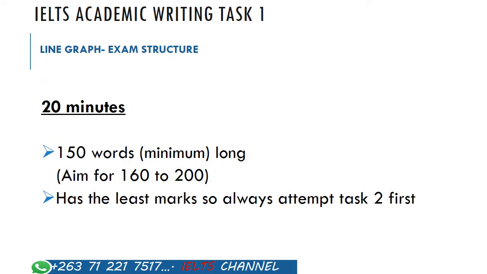We now move on to the exam structure. The academic writing task 1 is a 20-minute, 150-word essay, but you can aim for 160 to 200 words. It has the least marks, so always attempt task 2 first.